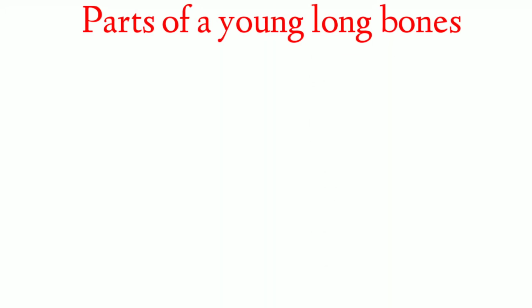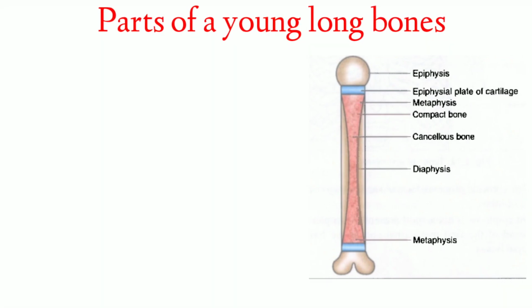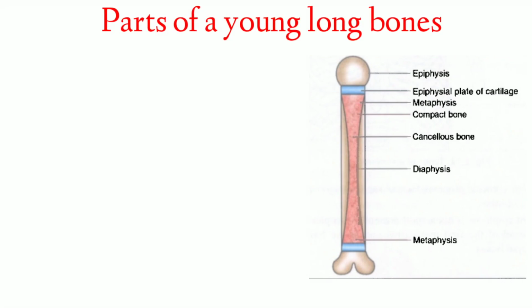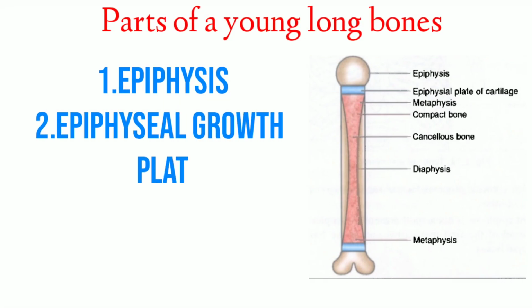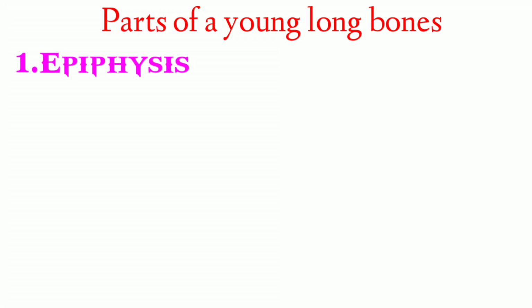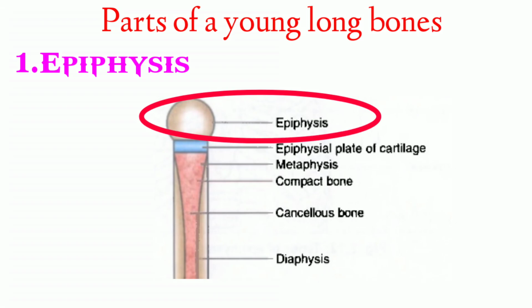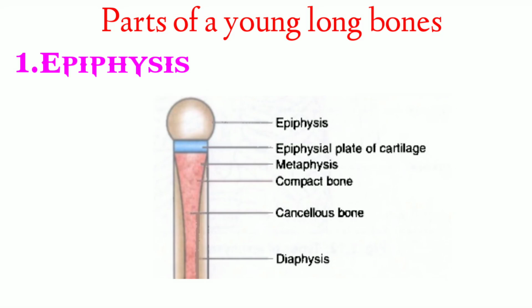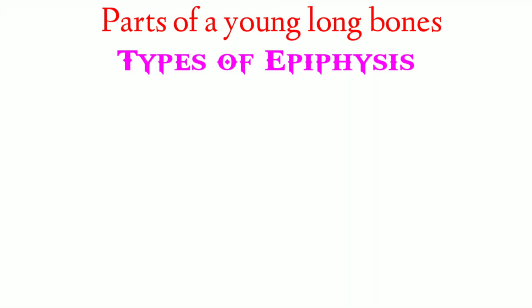Now let's see the parts of young bones which have not completed their ossification yet. The parts are epiphysis, epiphyseal plates, metaphysis and diaphysis. Epiphysis. The two ends of long bones are called epiphysis, which are involved in articulation with other bones. These epiphyses are of different types based on their formation.